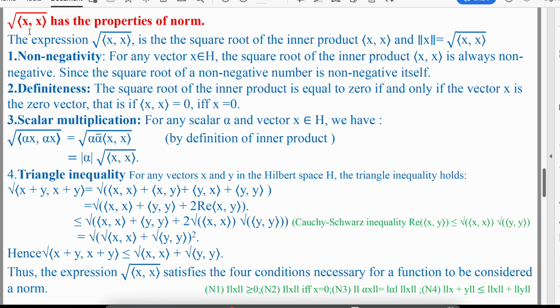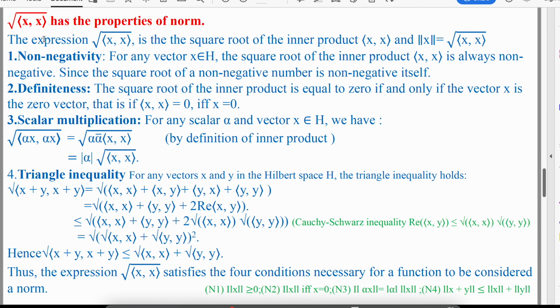We know that this expression is the square root of the inner product of x with x, and also we know that norm x is equal to the square root of the inner product of x with x. So first of all we will check whether it satisfies all the properties of a norm or not. First of all, for any x belonging to H, the square root of the inner product is always non-negative, because the square root of a non-negative number is non-negative itself.